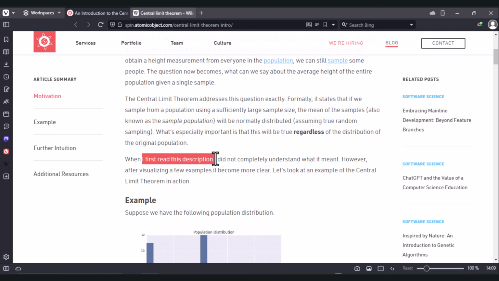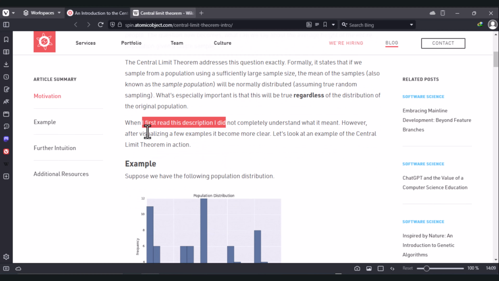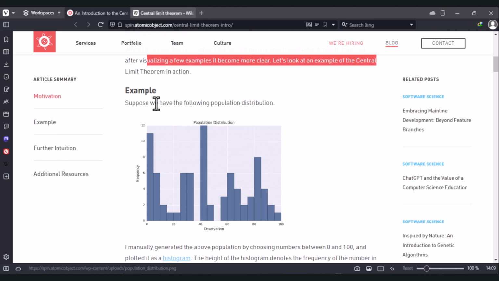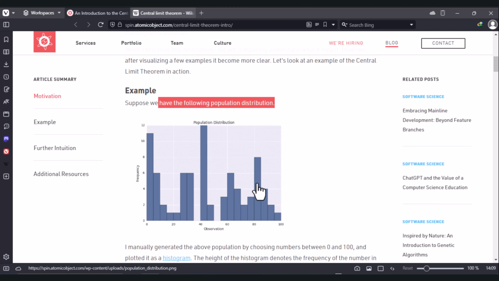When I first read the description, I did not completely understand what it meant. However, after visualizing a few examples, it becomes clear. So let's take an example of the central limit theorem in action. Suppose we have a population distribution.